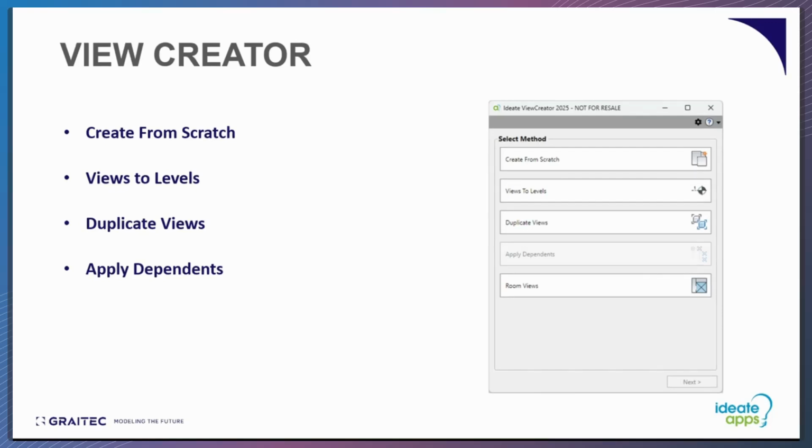Room views. Finally, the room views method within Ideate Creator allows you to generate a variety of view types based on a selection of one or more rooms. This method can also include an option to place the new views on one or more sheets as well.